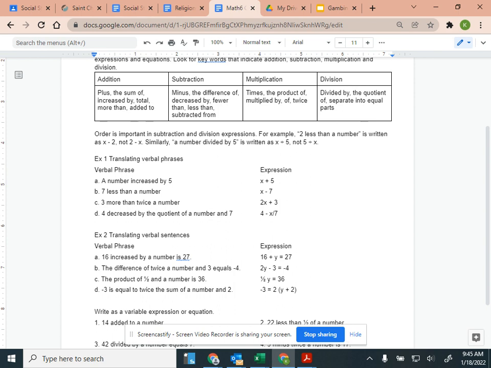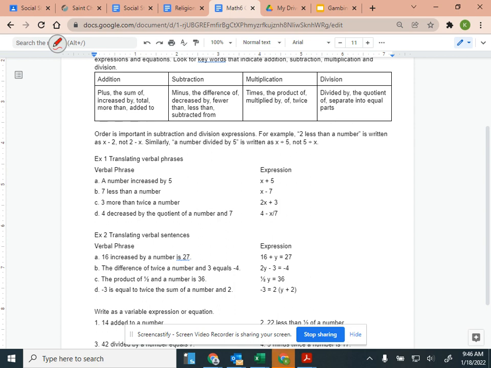Multiplication would be times, finding the product, being multiplied by, saying twice, and also using the word of. When you say, what is 1/4 of 5, it means you're going to multiply when you say of something. Division, we look here for divided by, the quotient of, separated into equal parts. So if you're separating, you're dividing it out, you have to do division.